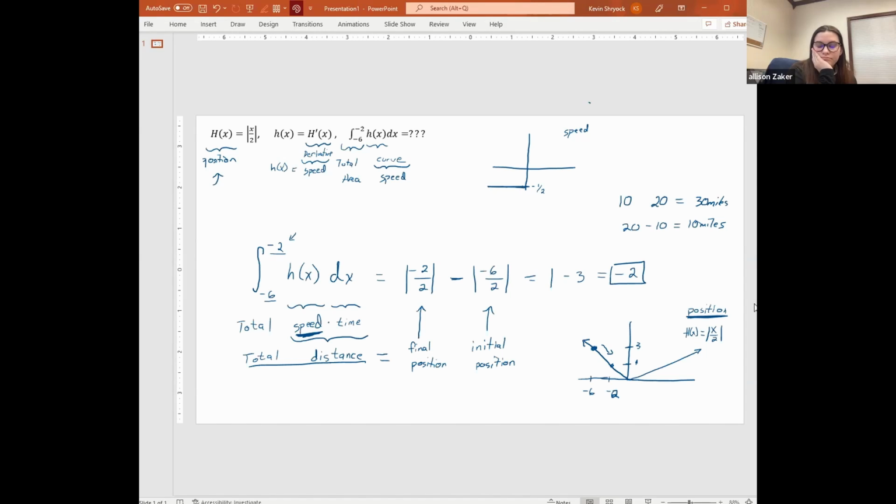Mm-hmm. And then after that, it looks like it flips and it starts going positive 1/2. So then it'd be going this speed. So I've got a weird speed graph. If we wanted to graph that, that'd be fine. And then we could find the area under this curve from -6 to -2. If I did that, that would just be this rectangle, right? Yes. What would that be?